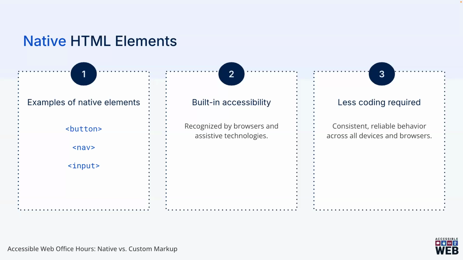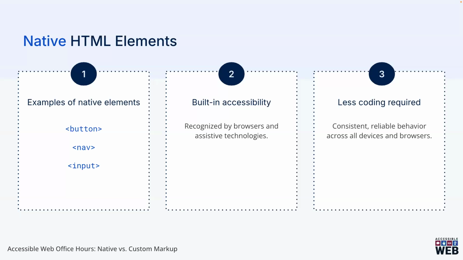First of all, built-in accessibility. Native elements come prepackaged with the necessary roles, states, and properties, which makes them immediately accessible without any additional configuration. There's consistency across platforms. Because they're a part of the HTML standard, these elements behave consistently across different browsers and assistive technologies. This uniformity reduces the risk of accessibility issues and provides a predictable user experience.